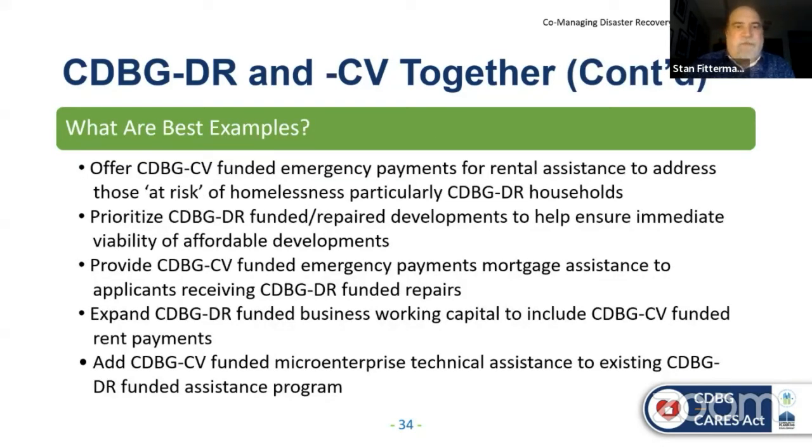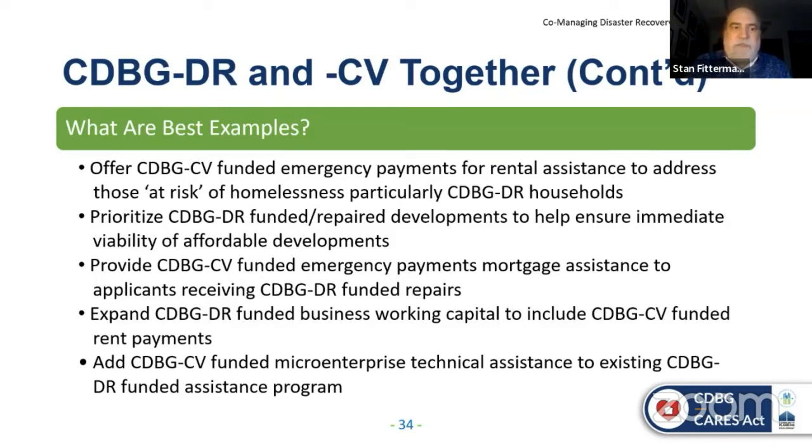So what are some best examples? CV funded emergency payments for rental assistance to those at risk of homelessness, especially those living in rental units that were repaired with DR. We don't want to repair a rental development with DR and then have it start to have cash flow problems because tenants can't pay the rent due to issues related to the pandemic. We can prioritize DR funded repair developments to ensure immediate viability of affordable development, so that we have an opportunity to get folks into rental housing they can afford.